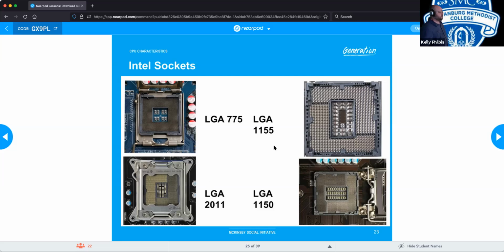So here's a look at the Intel sockets. You can see all the pins sticking up. And then they have these coverings that will come down, and then these clips will lock the chip in place. It's called a ZIF, for zero insertion force.